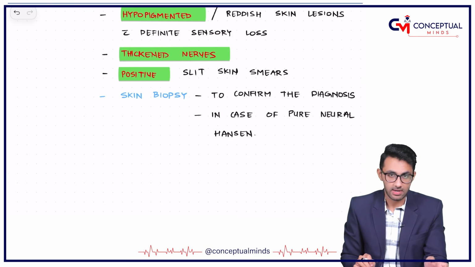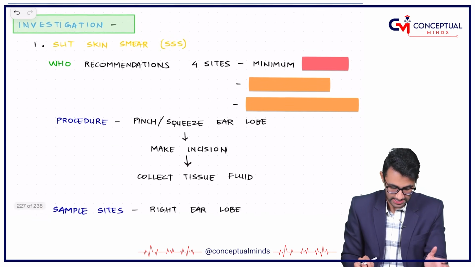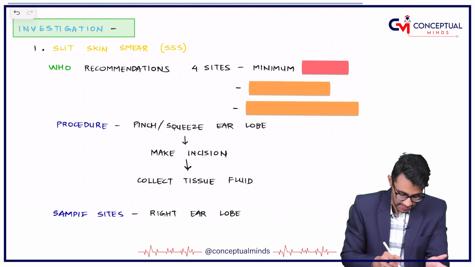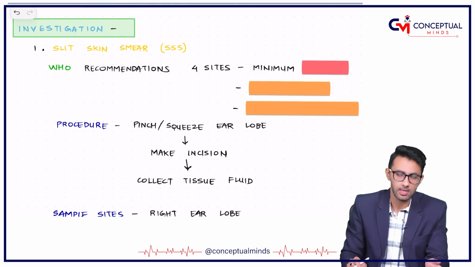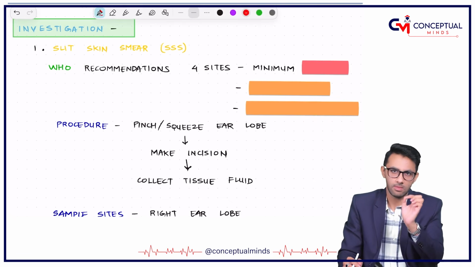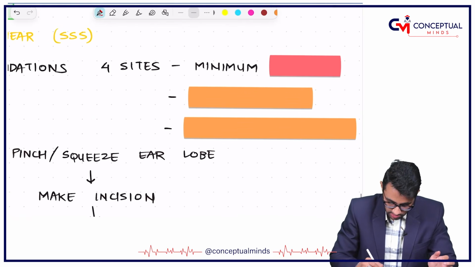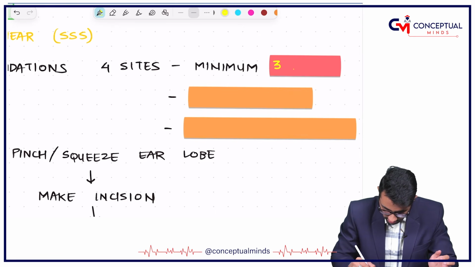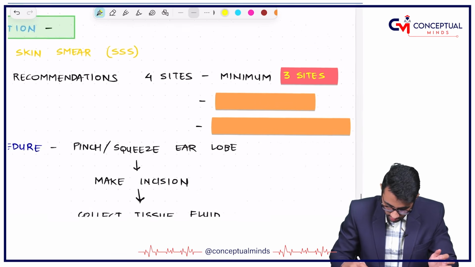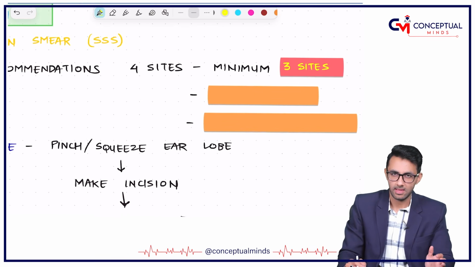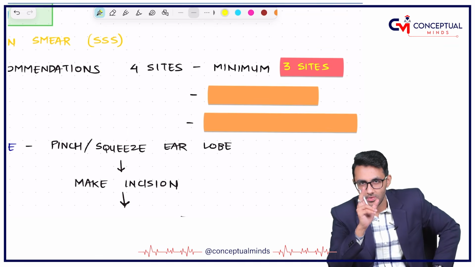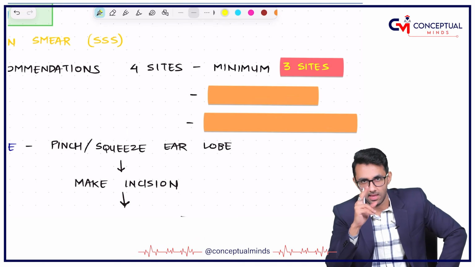Yes, investigation part, the first one I've kept is the SSS, the slit skin smear examination. Okay, so WHO recommends 4 sites, but the minimum is 3. Yes, from 3 places we have to take the sample. Minimum 3 sites. Okay, so what are these sites? Tell me. If I just give you one hint, you can answer the first blank. What is the first blank?